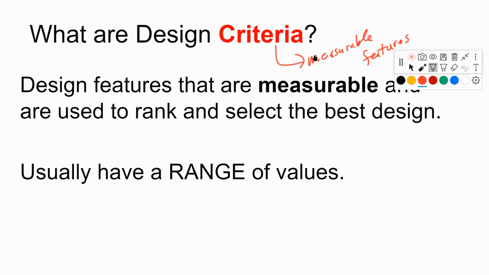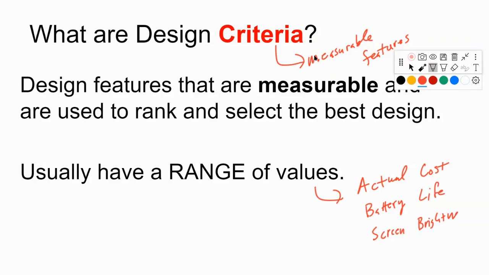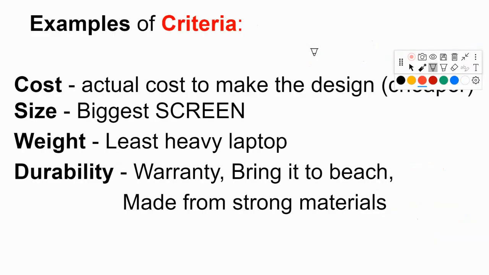Examples of this could be the actual cost, the battery life, something like the screen brightness. All of your designs are going to have a cost, a battery life, a screen brightness if you're talking about a smartphone, but the best design may somehow measure in those measurables have the best rankings.